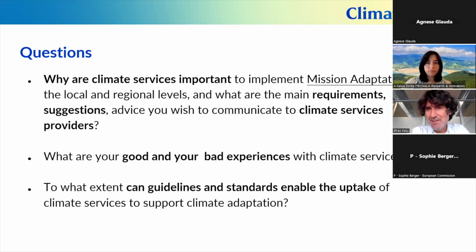We shouldn't forget that the discussion is framed in the implementation of the mission on adaptation, and therefore the first question is related to that: the importance of climate services for the implementation of the mission, and what you could be requiring or asking of those climate services and the community providing them in order to make that mission implementation possible. There are 2 other questions related to good and bad experiences with climate services and how standards or guidelines can enable the uptake of climate services, but those could follow this first question.